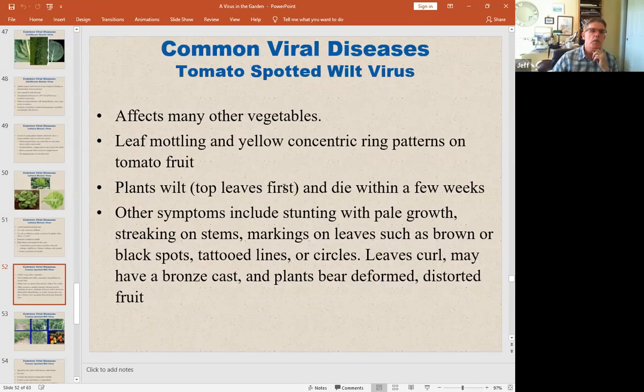Tomato spotted wilt virus, it would be TSWV for those on the end, also affects many other vegetables as well. So leaf mottling and ring patterns are common on fruit. The plants wilt, the top leaves first, and die within a few weeks. And there are many other symptoms.